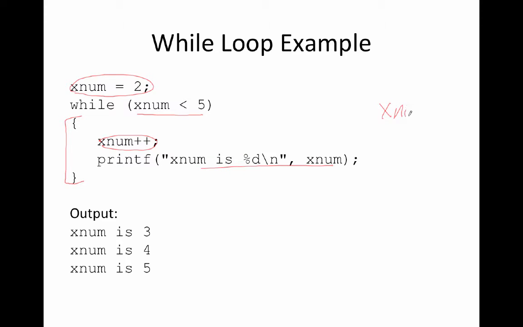So xnum starts out at 2. 2 is less than 5, that's true, so we're going to increment xnum to get the value 3, and we're going to print that xnum is 3. We check the condition, 3 is less than 5, so we execute the action and we increment xnum to get the value 4, and we print that out, xnum is 4. Check the condition, 4 is less than 5, so we execute the action, we increment xnum to get the value 5, and we print that, xnum is 5. Now 5 is not less than 5, so that gets us out of the loop and down to whatever comes after that.